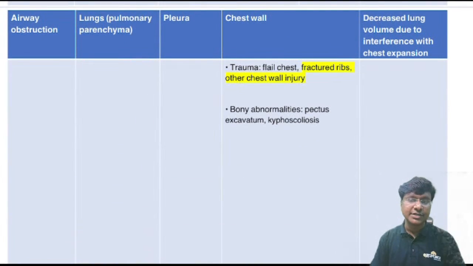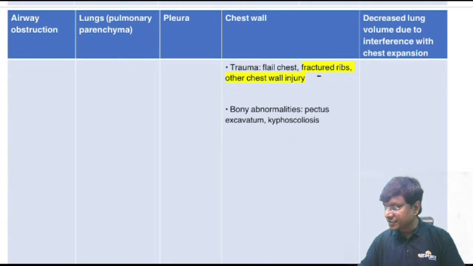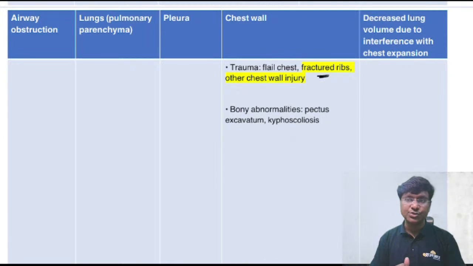Then we have some chest wall disorders which can present with dyspnea. These include trauma to the chest wall like fractured ribs and flail chest, and bony abnormalities like pectus excavatum and kyphoscoliosis. But which of these present with sudden onset dyspnea? Fractured ribs or chest wall injury.